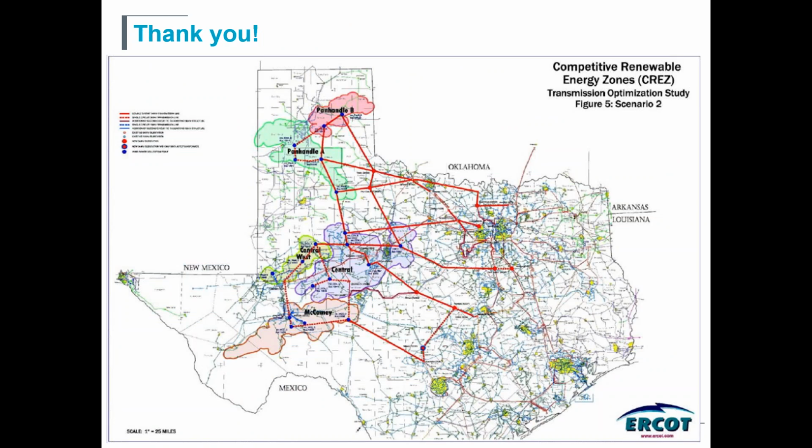So I thank you for your time, and I'll leave you with this map that we submitted in 2008 of that Scenario 2 plan of building new transmission to get that power out of West Texas.